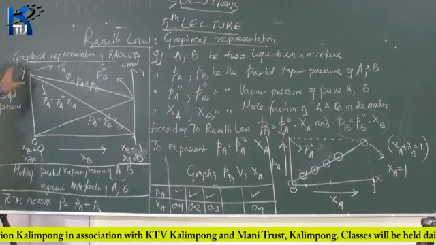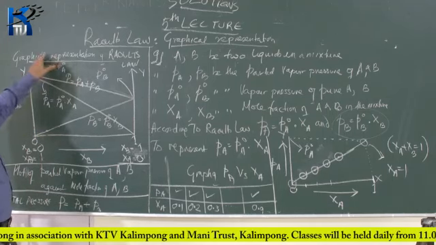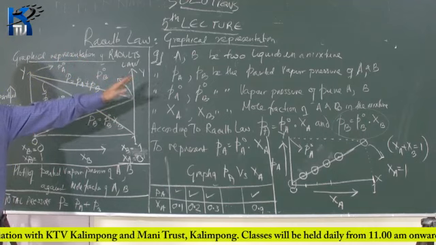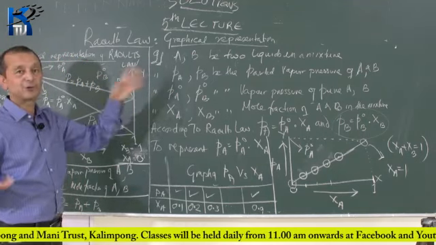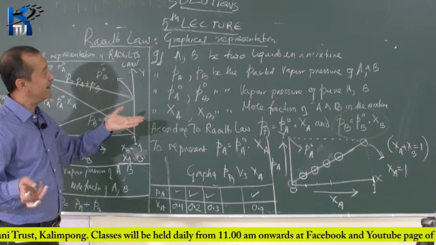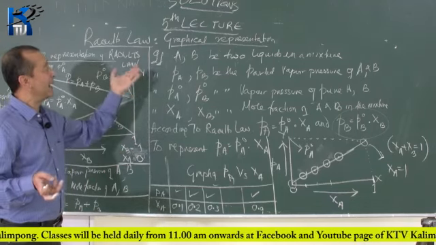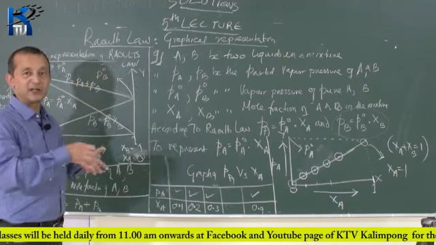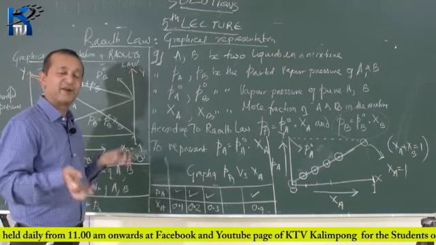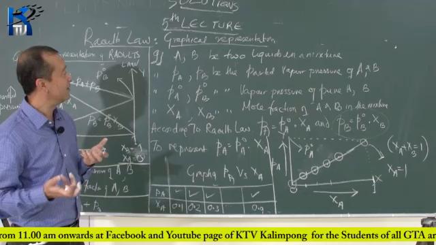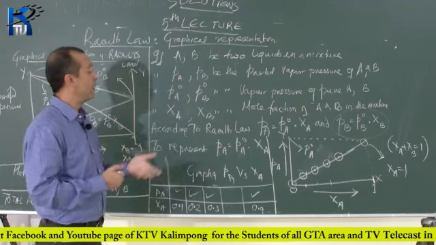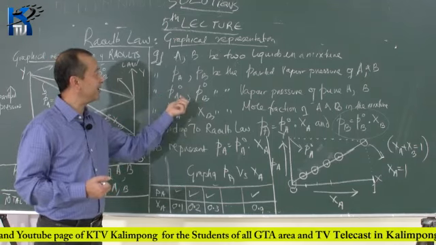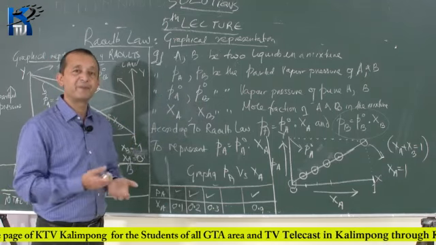This is the graphical representation of Raoult's law. Assume that you have two components A and B in a mixture, and on top of that mixture we have vapors of both A and B. We are assuming that PA and PB are the partial vapor pressures, and P naught A and P naught B are the pure vapor pressures.